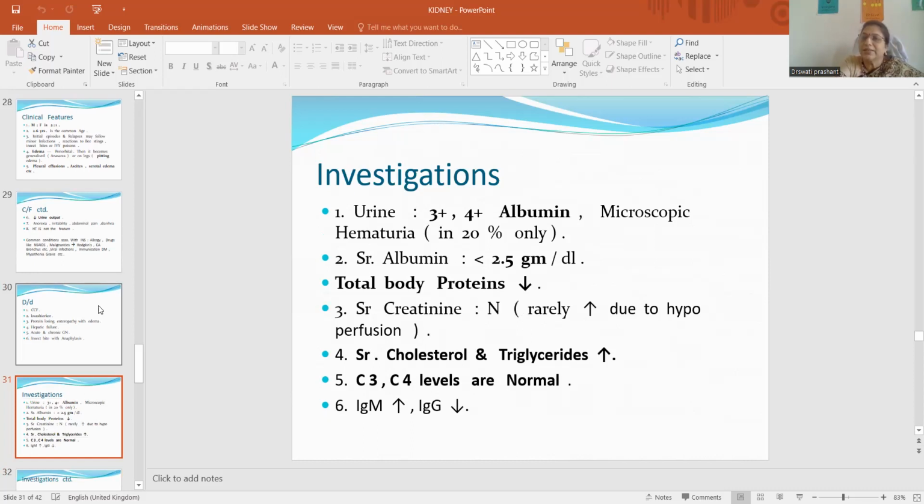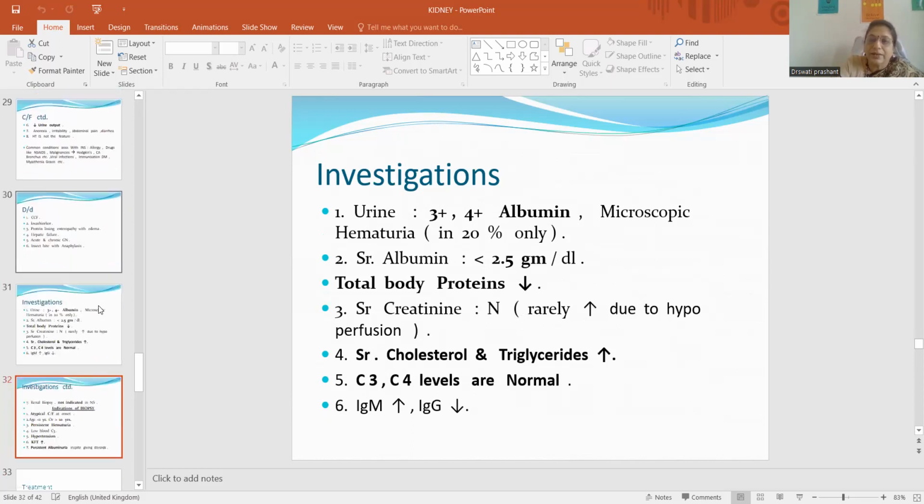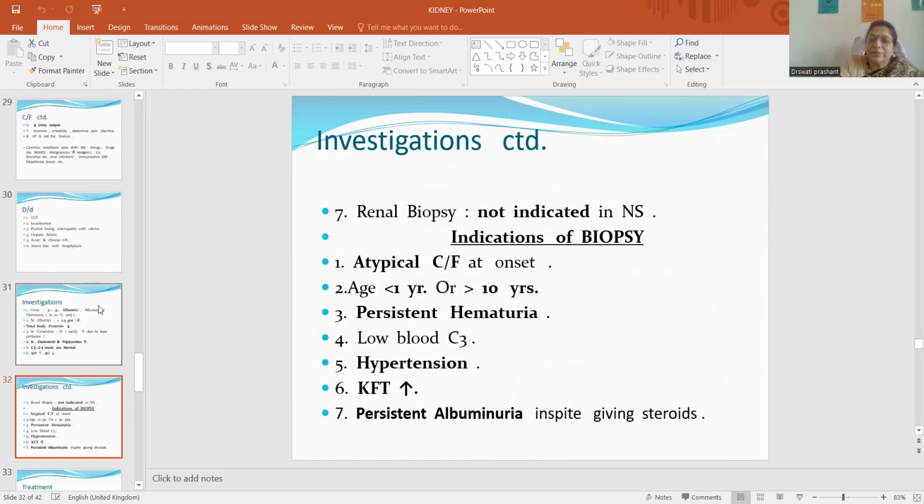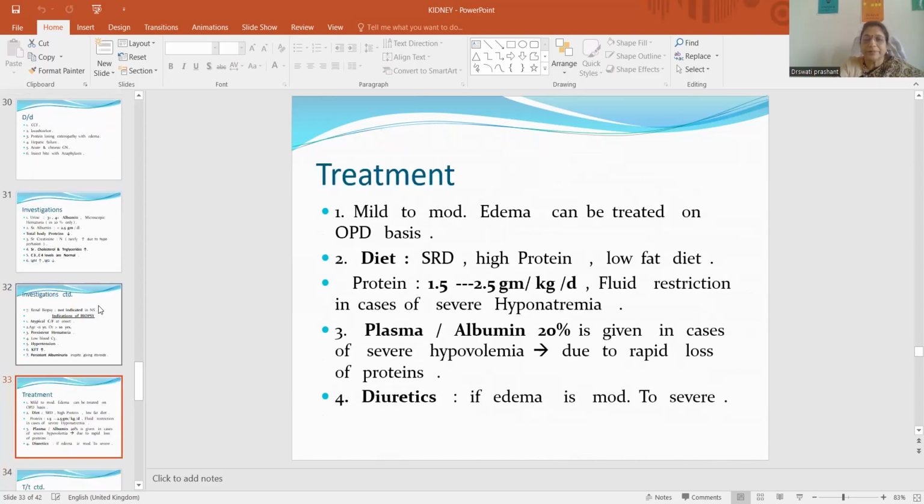Complement levels are normal in minimal change. IgM will be more, IgG will be normal or down. Renal biopsy is not indicated in minimal change, but indications of renal biopsy are atypical clinical features at onset, age less than 1 year or more than 10 years at onset, persistent hematuria, low complement levels, hypertension, deranged kidney function tests, and persistent albuminuria in spite of giving steroids for at least 1 month. These are the indications for renal biopsy.